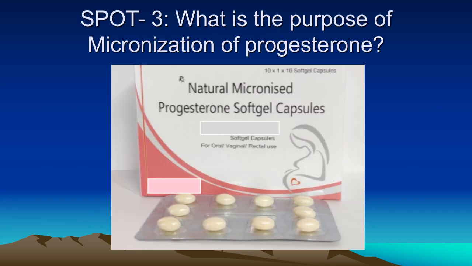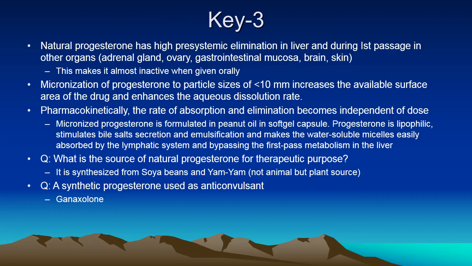Spot 3 is, what is the purpose of micronization of the progesterone in this formulation? Now this is very important to understand: some drugs must be given in modified dosage forms to achieve efficacy. Natural progesterone has high presystemic elimination in the liver and during its first passage in the other organs after absorption. So that makes it almost useless when given orally.